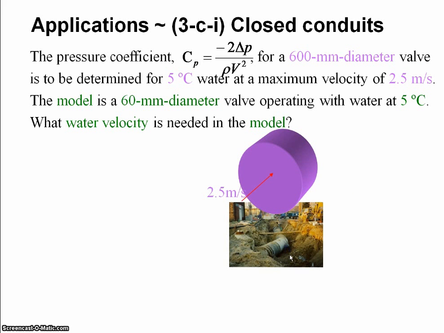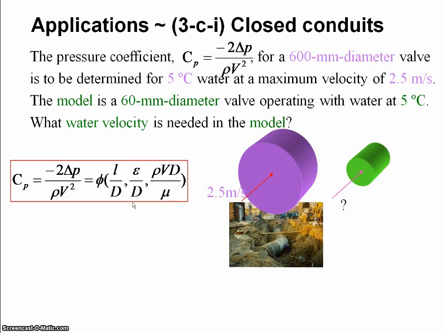So can we use a smaller model which is 60 millimeter, 6 centimeter diameter, performing with 5 degrees C, the same water? And what would be the required water velocity so that we can bridge this model and prototype?